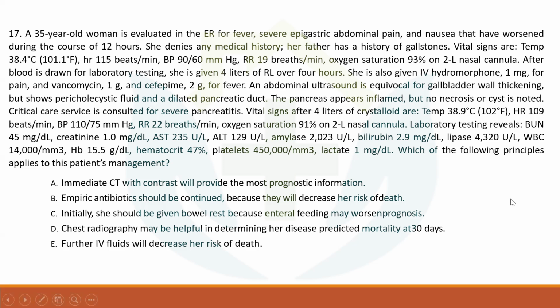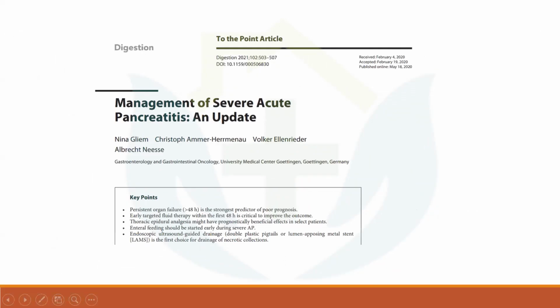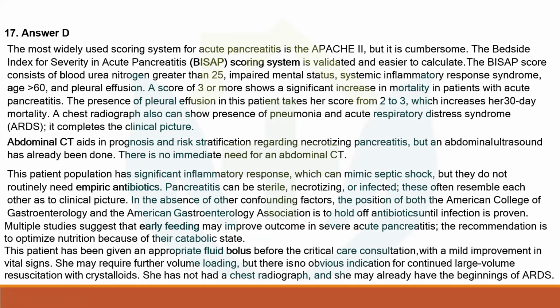But unfortunately, it is not the correct answer. The correct answer here is D. What is D? A chest radiograph may be helpful in determining her disease predicted mortality at 30 days. Why is this the answer? If you have read acute pancreatitis, you would know there are various scoring systems in it, and the most important one, which is commonly used at bedside, is the BISAP scoring system. Let's see why the answer is D.